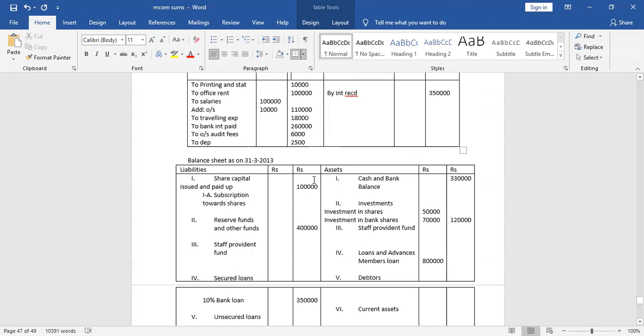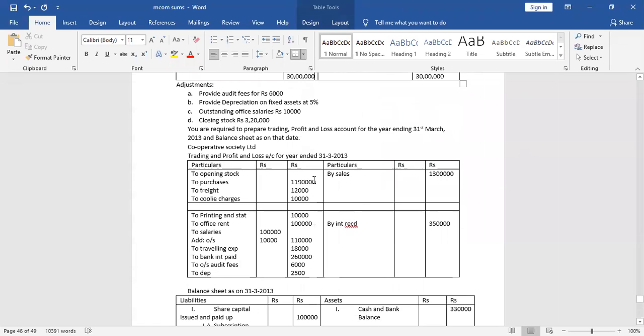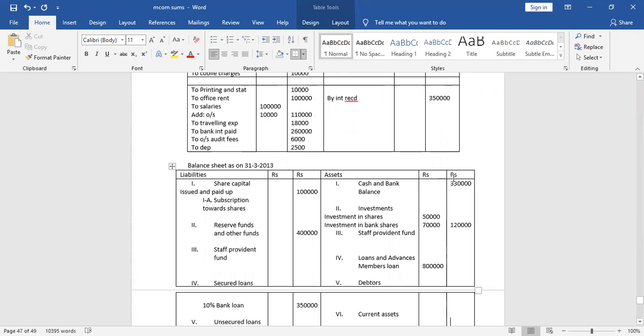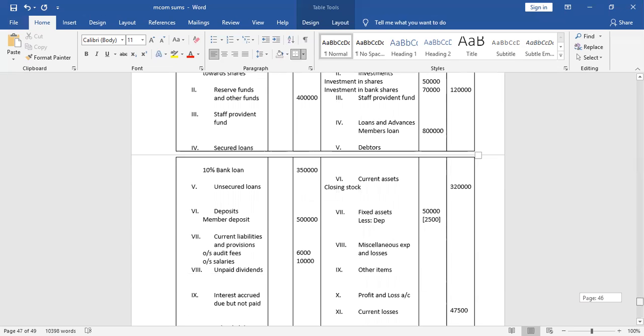Now after this, what adjustment is there? Closing stock. By closing stock we have 3,20,000. Second effect in the current asset: closing stock 3,20,000. All the adjustments are done.